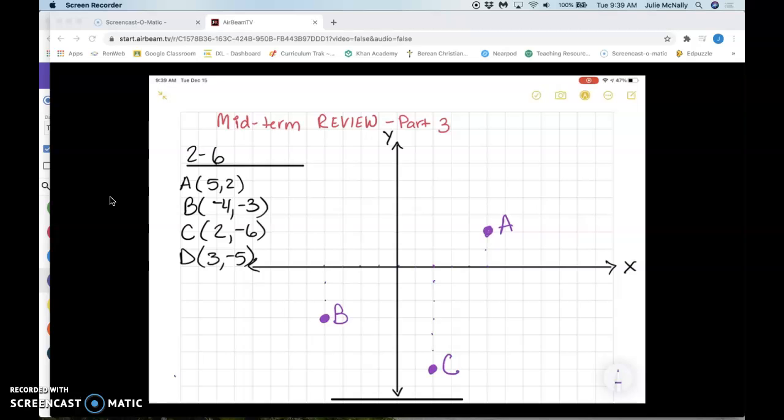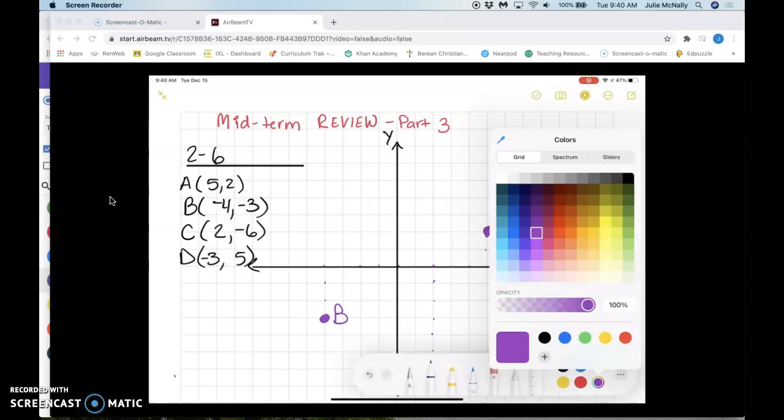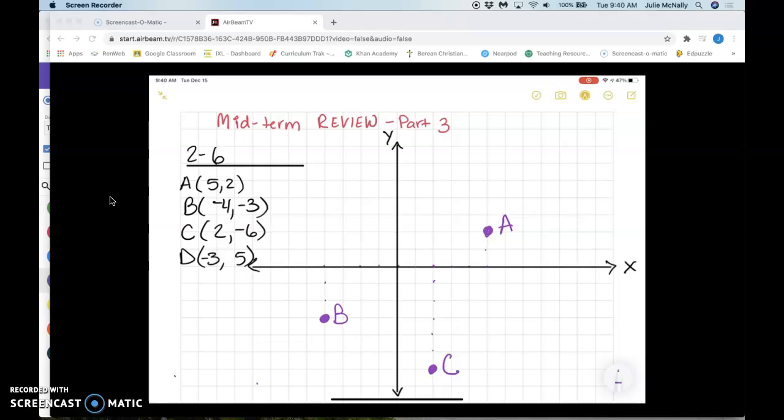D, you go to positive 2, and then you go -3 on the X. Wait, you go 5 times. Oh, I wrote that wrong. Hold on. I wrote the negative on the wrong thing. -3. Okay, so I go to the left 3. 1, 2, 3, and then I go where? Up 5 times. 1, 2, 3, 4, 5.